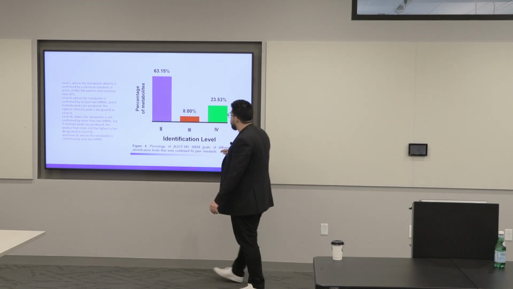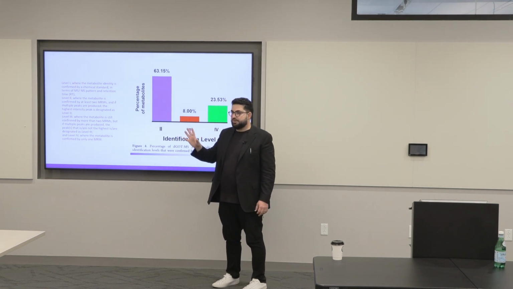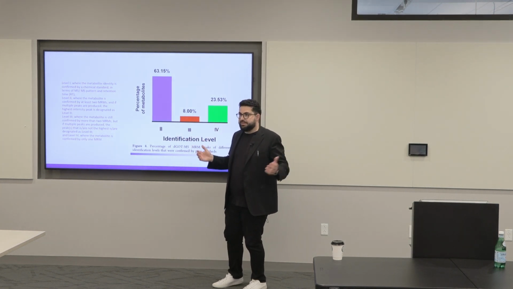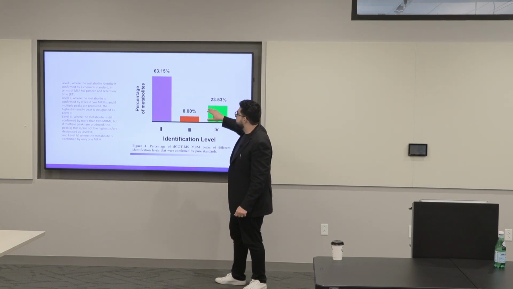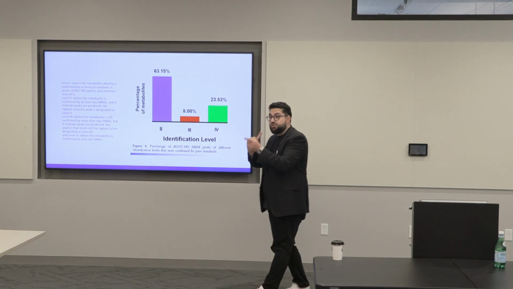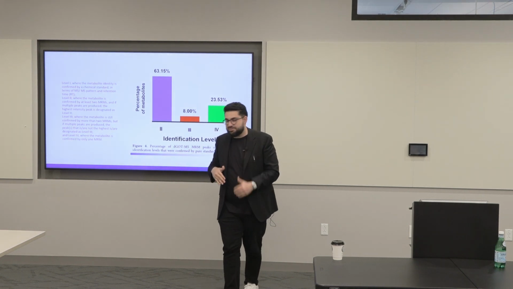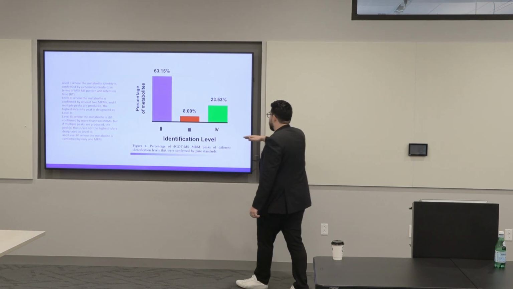So we then graphed identification levels 2 through 4. Level 1 was everything we had an internal standard for. Of course, we're going to identify that one. But what we're really interested in is level 2, where the metabolite is confirmed by at least 2 MRMs, 2 satellite peaks following collision. And then if multiple peaks were produced, we chose the highest one. Level 3 is where we still have more than 2 peaks, but if multiple peaks are produced, the heights are basically the same and we can't distinguish between them. That's 8% of the total metabolites we detected.